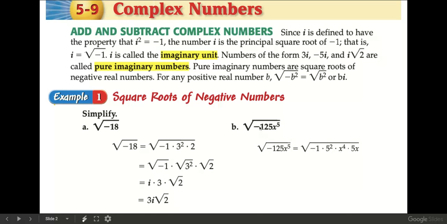Same thing here. If I have the square root of negative 125 x to the 5th, again, I'm going to go ahead and factor it apart. So I would have the square root of negative 1 times 5 squared times x to the 4th times 5x. So again, if I look at these individually, right, the square root of negative 1 is going to be i. The square root of 5 squared is going to be 5. The square root of x to the 4th is going to be x squared. And then the square root of 5x can't be simplified. So then when I rewrite this, it's going to be 5i x squared radical 5x.